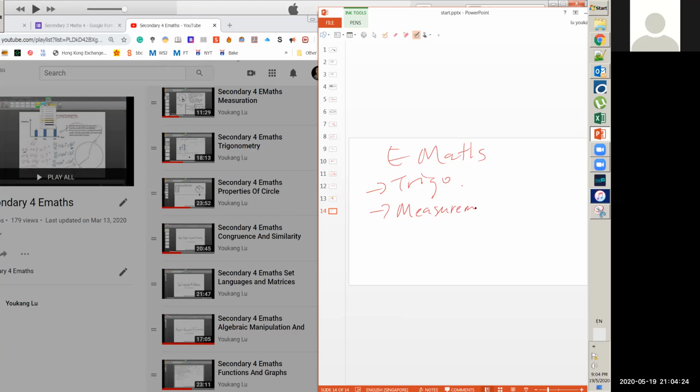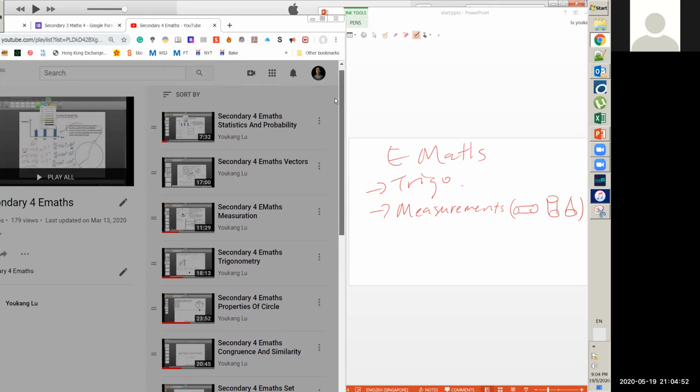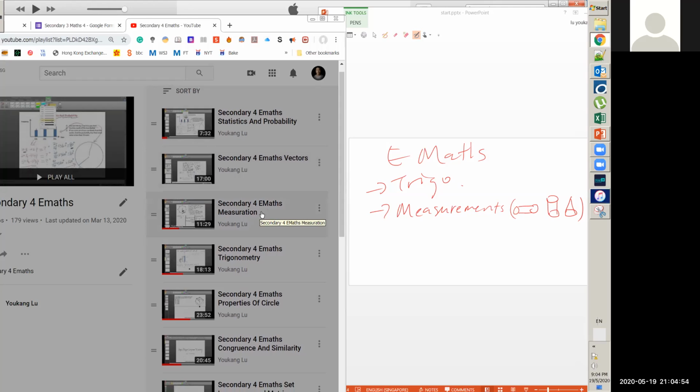So measurements are shapes. Shapes meaning like how do you find the volume and area of the cone, the cylinder, and all those things. Okay, measurements. And properties of circles. Have you learned properties of circles? No, not yet. Okay, let's look. Vectors, no. Measurement you can do.